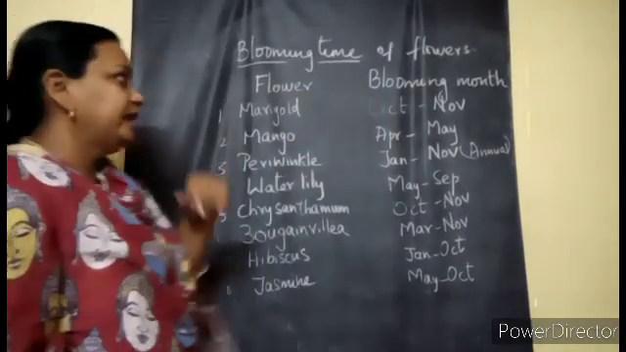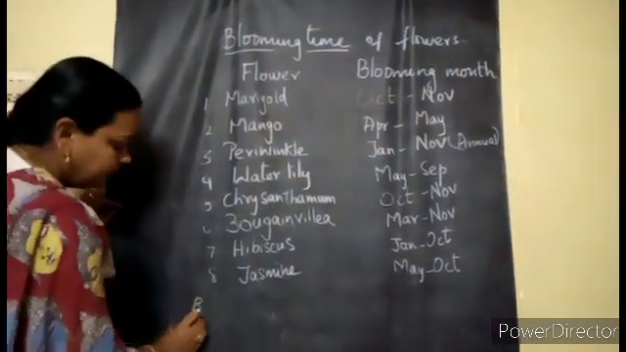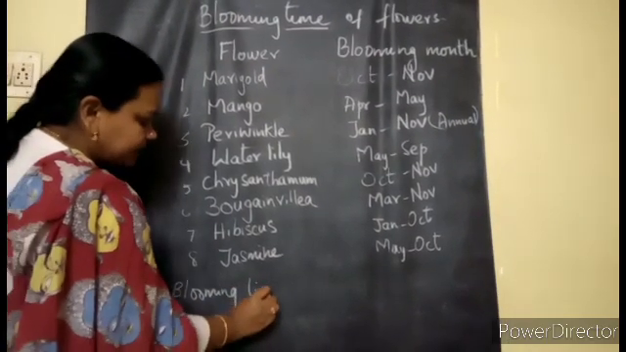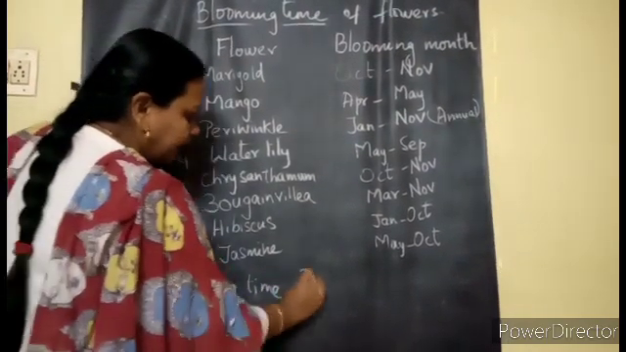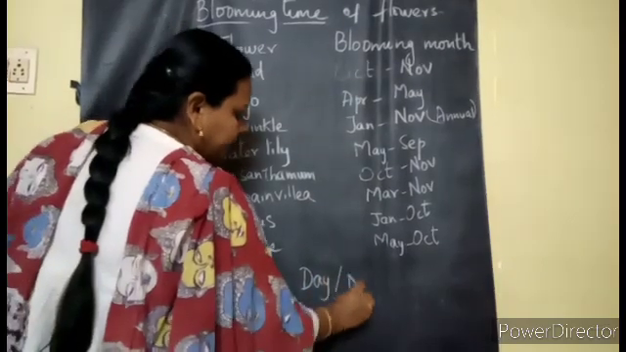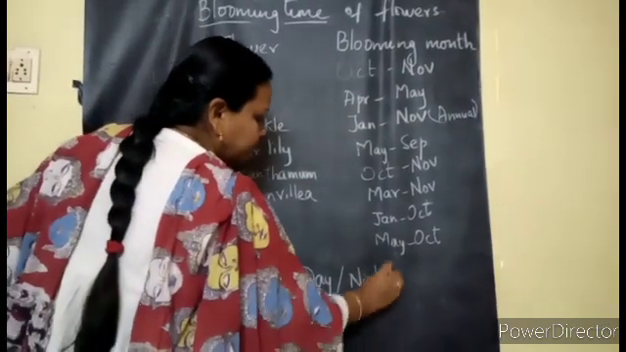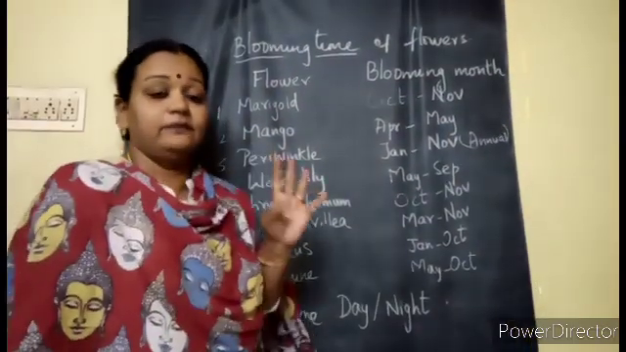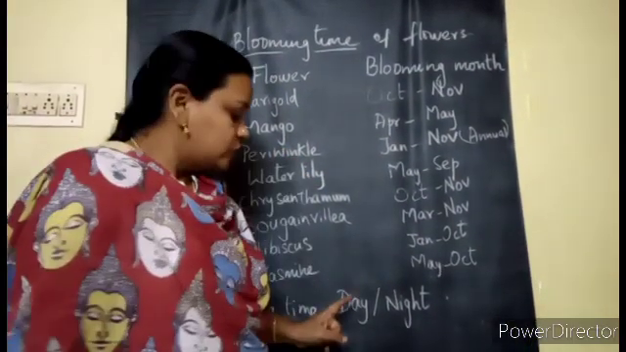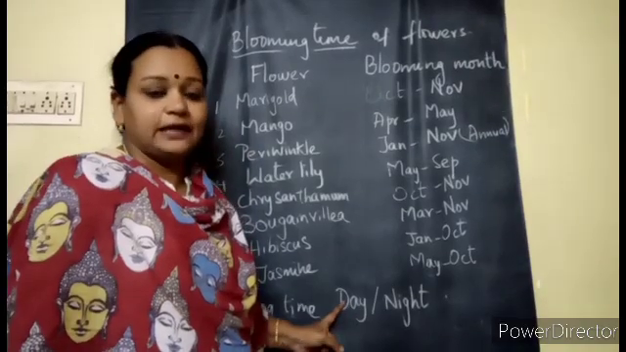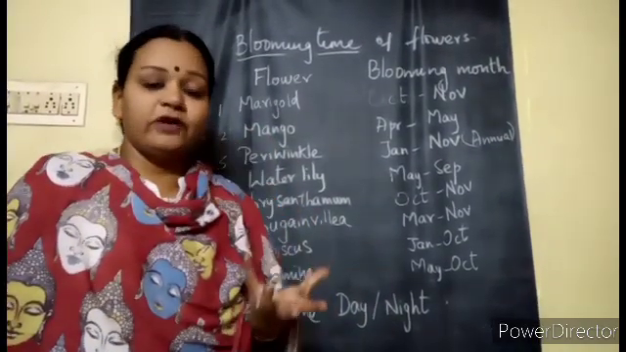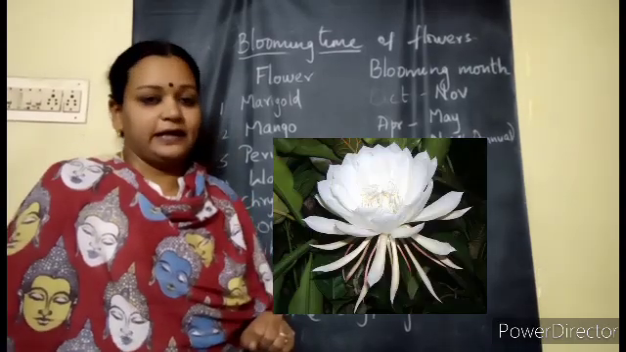Not only month, they differ in their blooming time. That is the time of the day. Some of them will bloom in the day or night. Some will bloom in the daytime, some will bloom in the night time. Some of them need the sunlight, a little high temperature, so most of them will be blooming in the daytime. Some flowers like the jasmine, queen of the night and all, they will bloom in the night time.